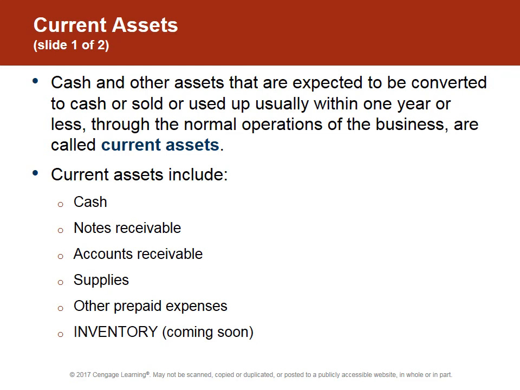Okay, let's go a little bit more slowly with these current assets. Current assets are expected to be converted or sold or used up within a year. And here's a list of some examples. Cash, notes receivable, accounts receivable, supplies, prepaid expenses, that's like prepaid rent, prepaid insurance, and inventory. We haven't really talked about a store like Walmart yet, but inventory is a current asset. That's for a retailer.